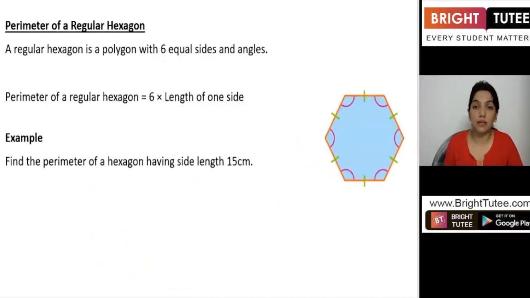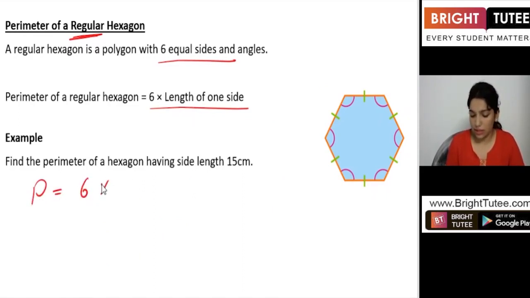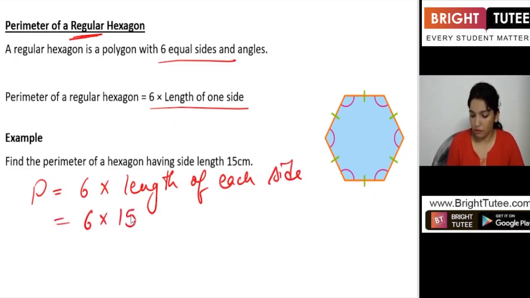Now coming to hexagon. Hexagon has 6 sides and because it's a regular hexagon, all these 6 sides are equal to each other. So the simple formula is 6 times the length of each side. So the perimeter, we can write by the capital P, is equal to 6 times the length of each side, that is 6 times 15 centimeters, and 15 times 6 is equal to 90 centimeters.